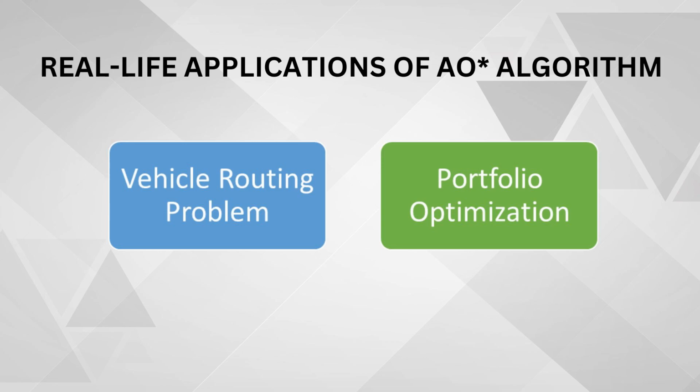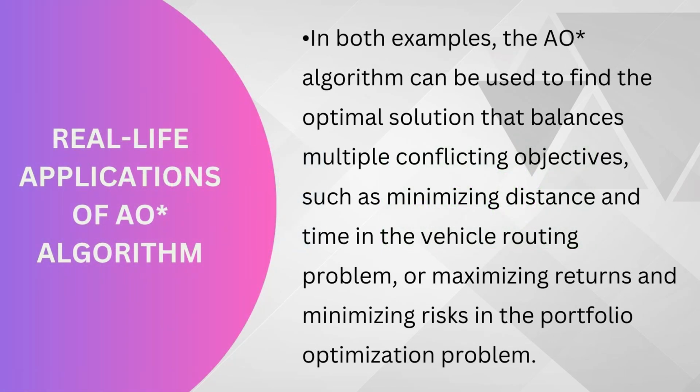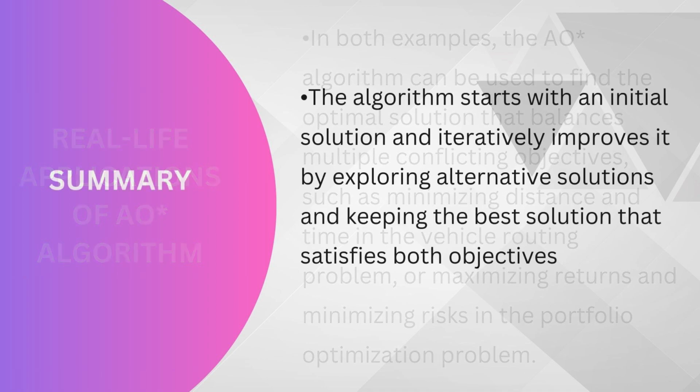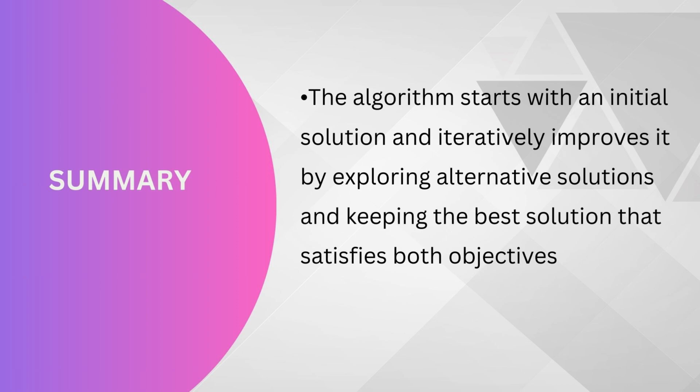In both examples, the AO star algorithm can be used to find the optimal solution that balances multiple conflicting objectives, such as minimizing distance and time in the vehicle routing problem or maximizing return and minimizing risk in the portfolio optimization problem. The algorithm starts with an initial solution and iteratively improves it by exploring alternative solutions and keeping the best solution that satisfies both objectives.